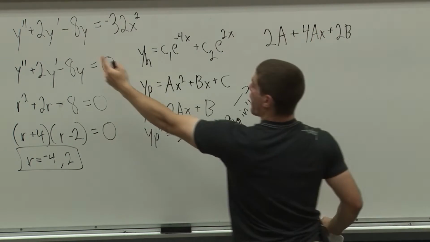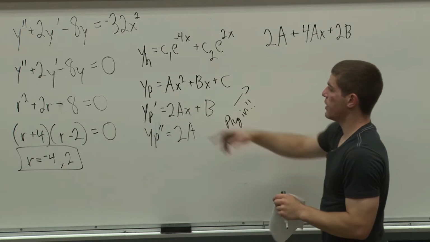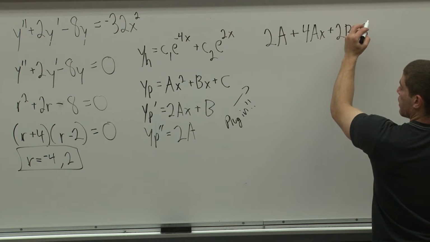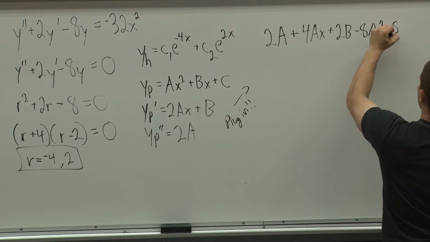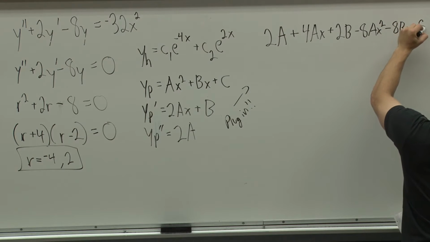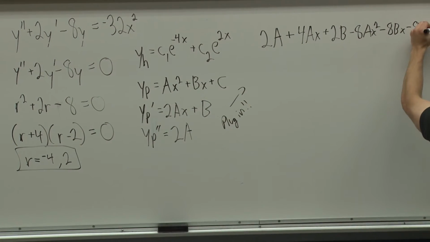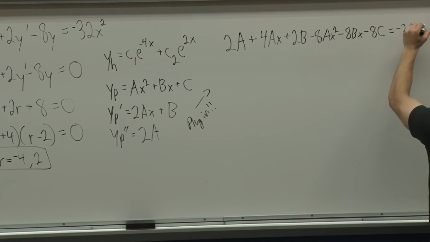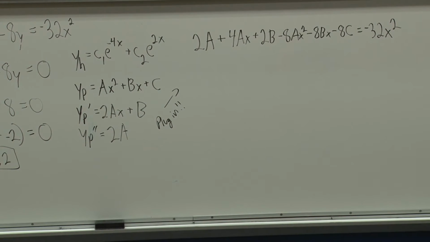And then you're going to have minus 8 times your y, which is your original particular guess. So that's going to be minus 8, I'm going to factor that in again. So it would be minus 8ax squared minus 8bx minus 8c. Just like that. And this is going to equal not 0, but the right side of the equation, so equals negative 32x squared, just like that. OK, so are there any questions thus far on that?